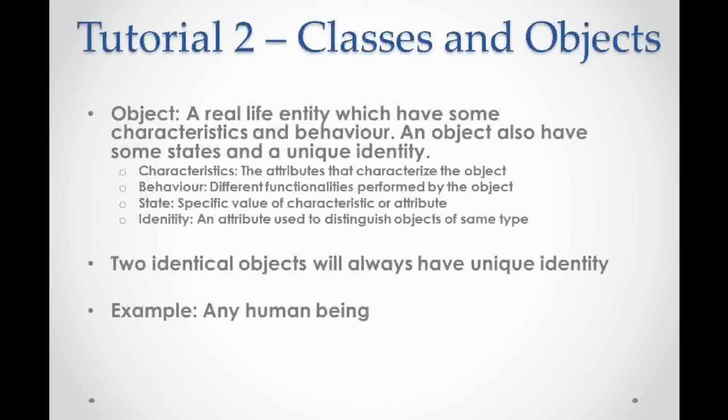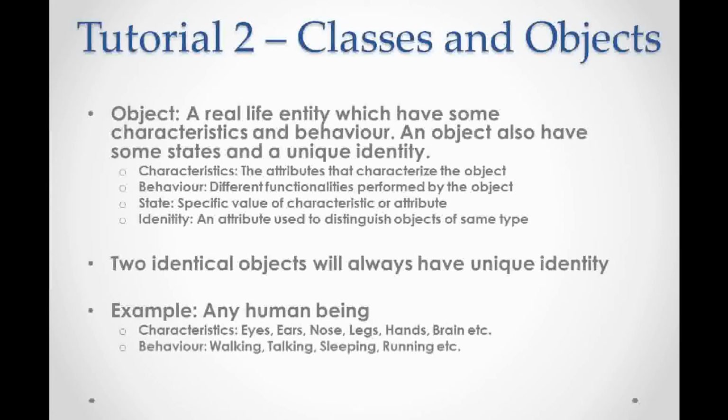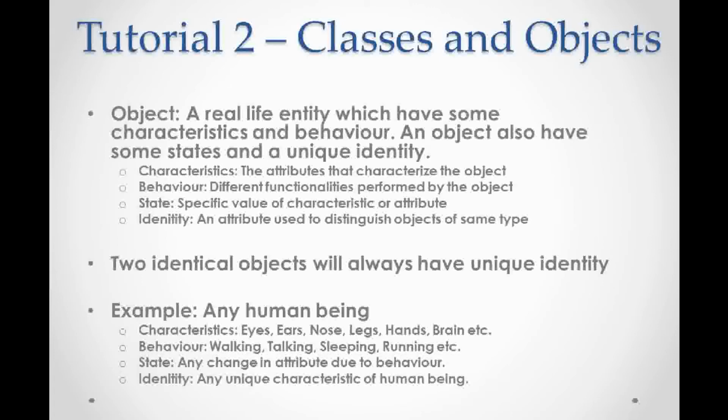Any human being can be a very good example of an object, where eyes, ears, nose, legs, hands, etc. are characteristics of the object. Walking, talking, sleeping, etc. are behaviors performed by the object. Any change in attribute due to behavior is represented as the state of the object, and any unique characteristic of a human being will be the identity of the object.